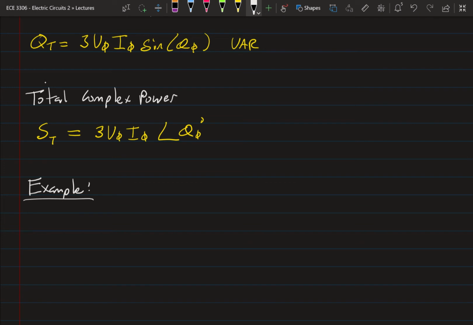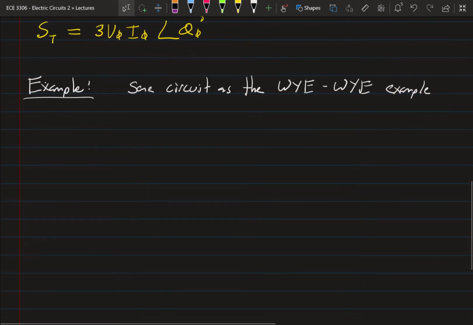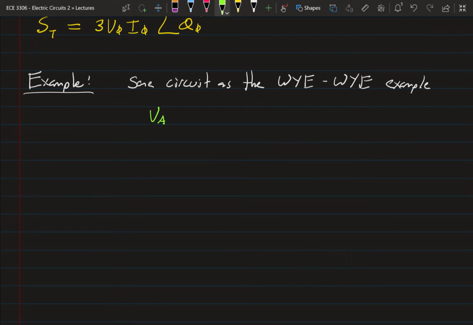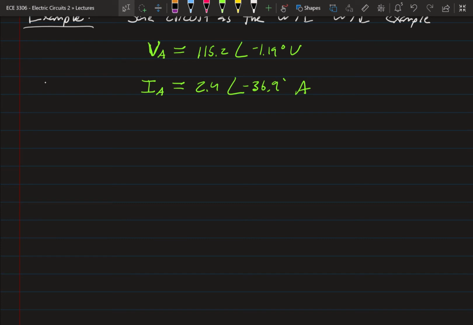And we're going to use the same circuit as the YY example a couple of videos ago. The important things that we got there is that we figured out that V_A, the voltage drop across the A phase load, was equal to 115.2 at an angle of minus 1.19 degrees. And the current flowing through the A phase was 2.4 at an angle of minus 36.9 degrees in amps.